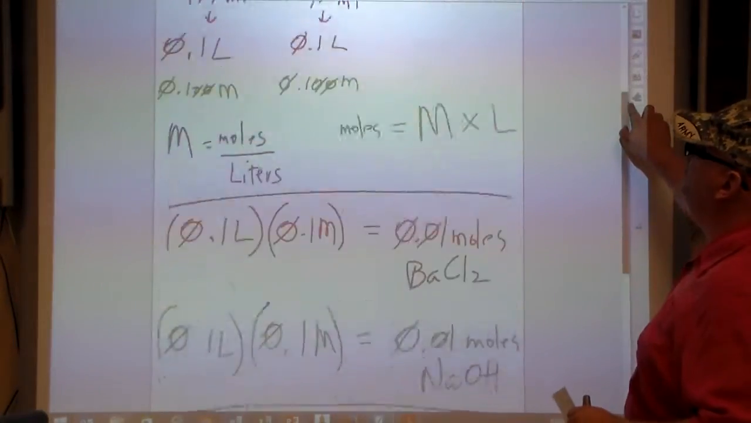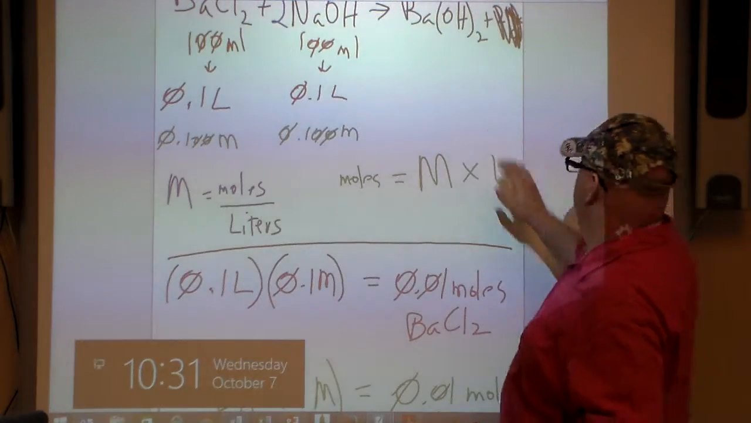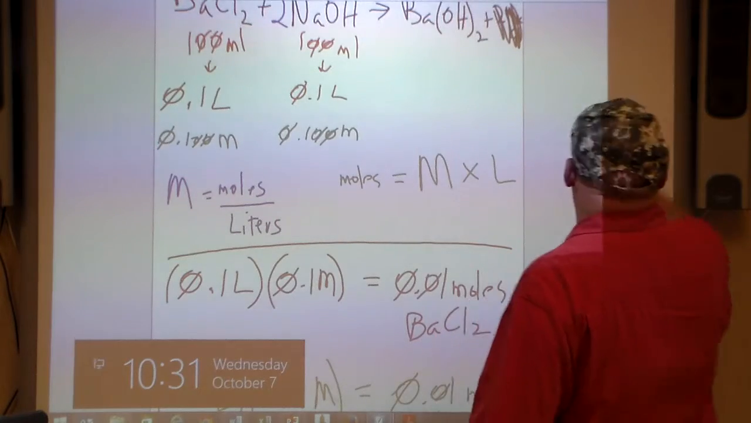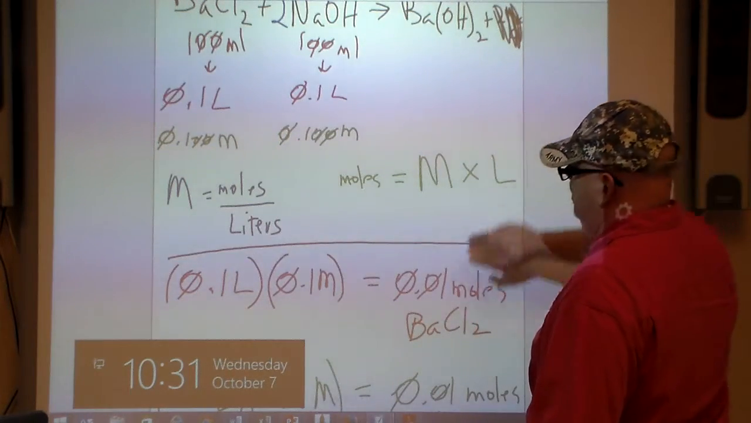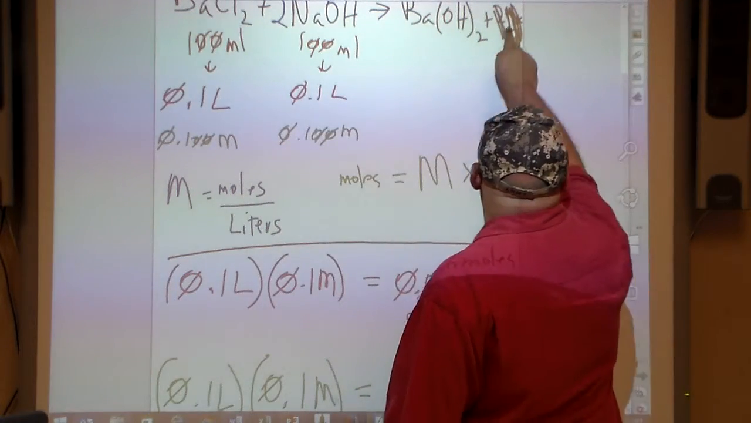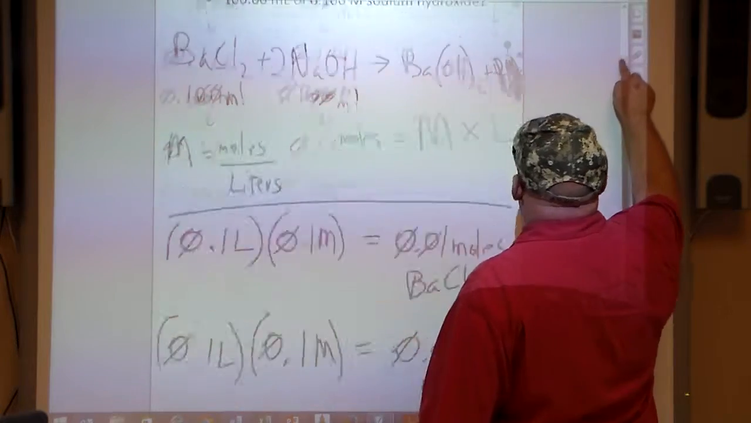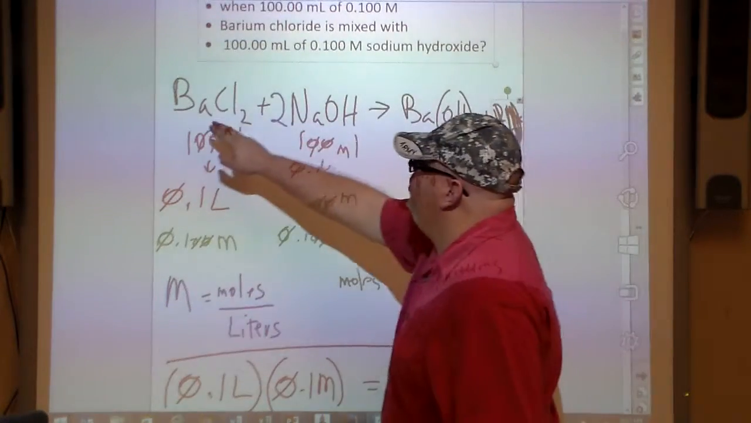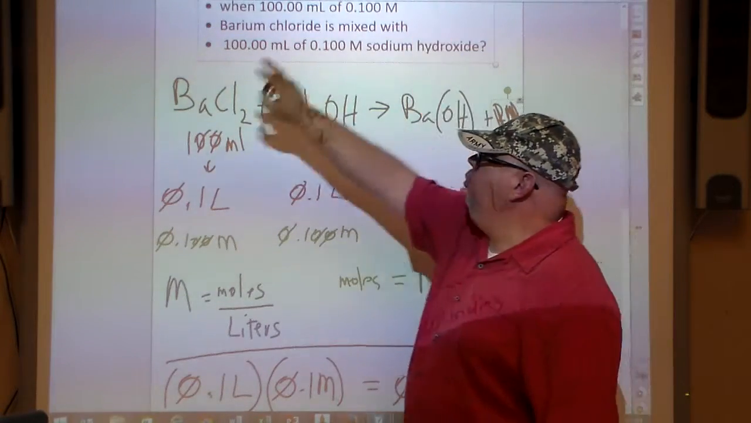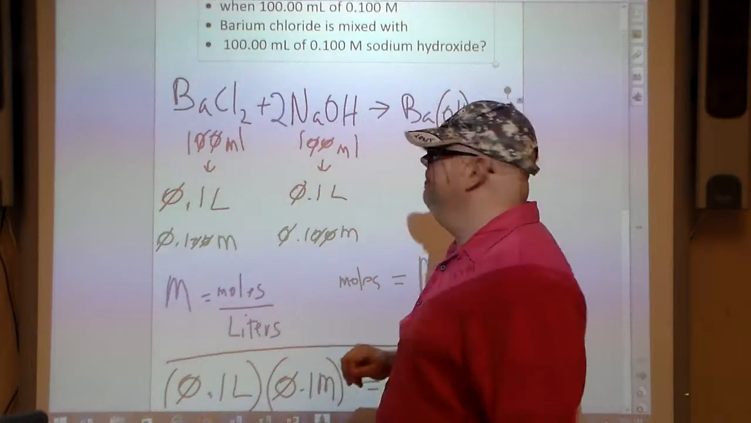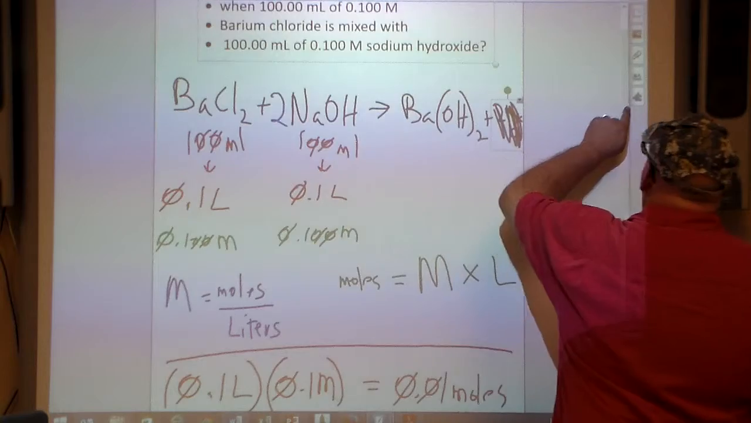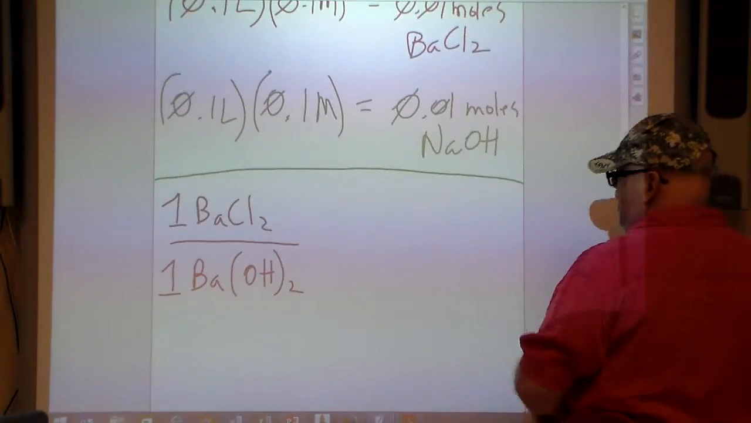If we look at the original equation here, for every 1 of these BaCl2s, we get 1 of these Ba(OH)2s. Okay? And I will refer to you again when we do Ba(OH)2 to 2 NaOH, so I don't have to go up the screen again.